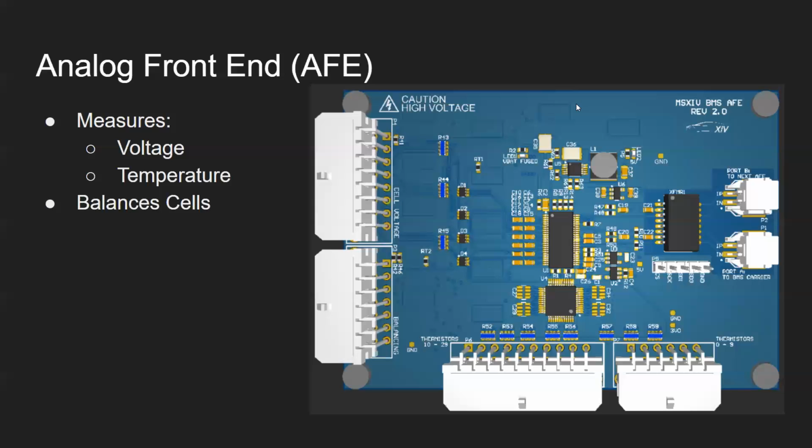We use thermistors to measure the temperature in the battery pack. These are multiplexed through this IC, which allows us to measure more thermistors without needing an ADC for each one, or a pin on the IC for each one. And that's everything in our battery management system.